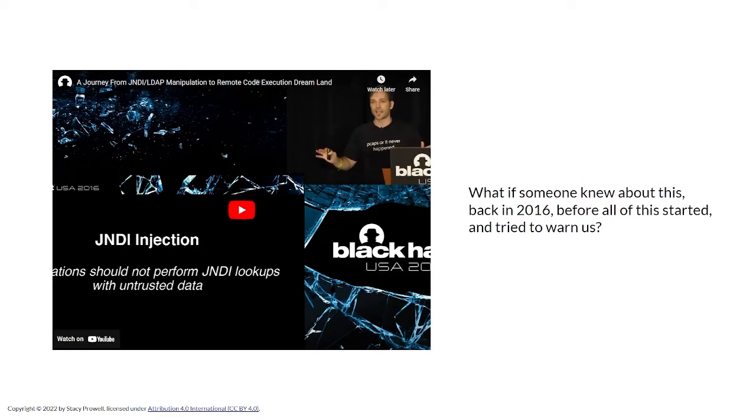What if we knew about this back in 2016 before all this started? And someone tried to warn us. That would have been great if someone could have warned us years ago before the bad things happened. In fact, they did. Do not perform JNDI lookups with untrusted data. This was given at Black Hat in 2016. It's already in log4j at this point, but if they were watching this, they may not have thought it was that important.